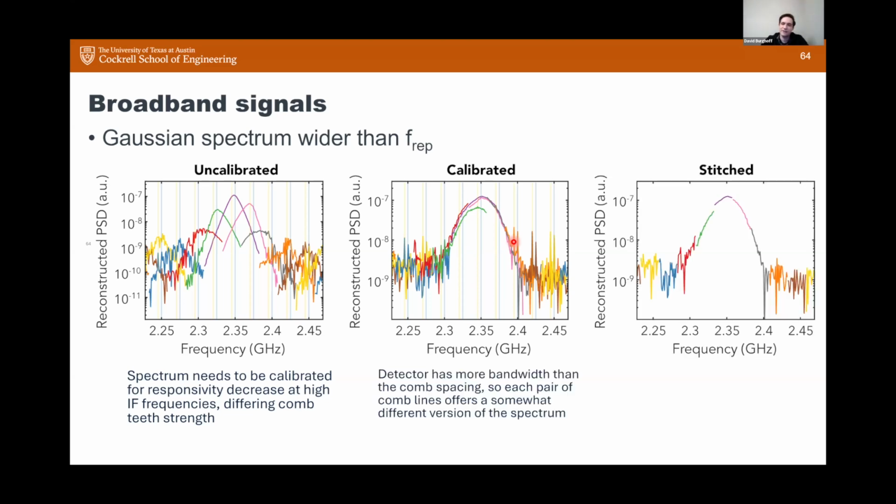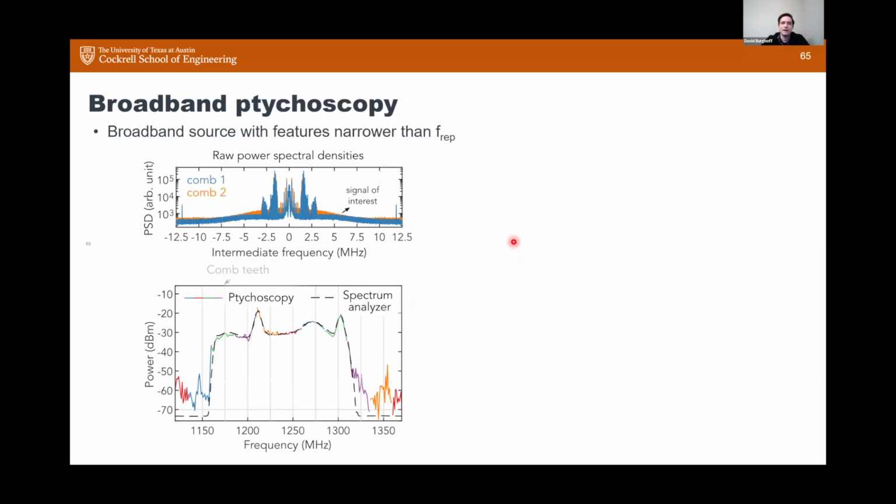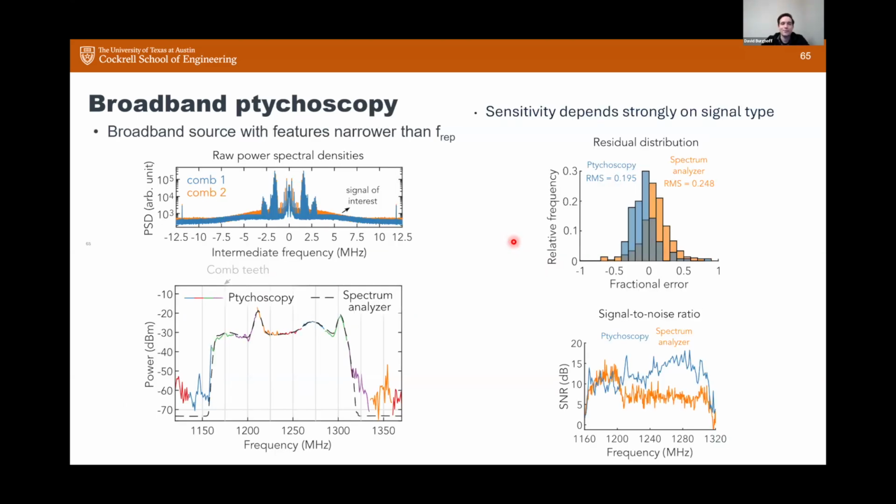And then when you stitch everything together, you get this nice spectrum. In this case, it was a Gaussian spectrum. We also do this with a more complicated broadband signal with this terahertz technique. Again, we showed that you can do this for both broadband features, but also features that are narrower than the comb spacing.